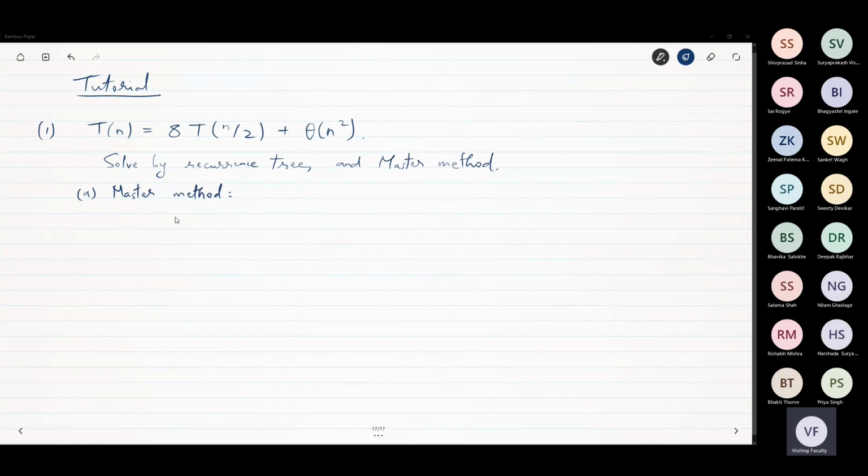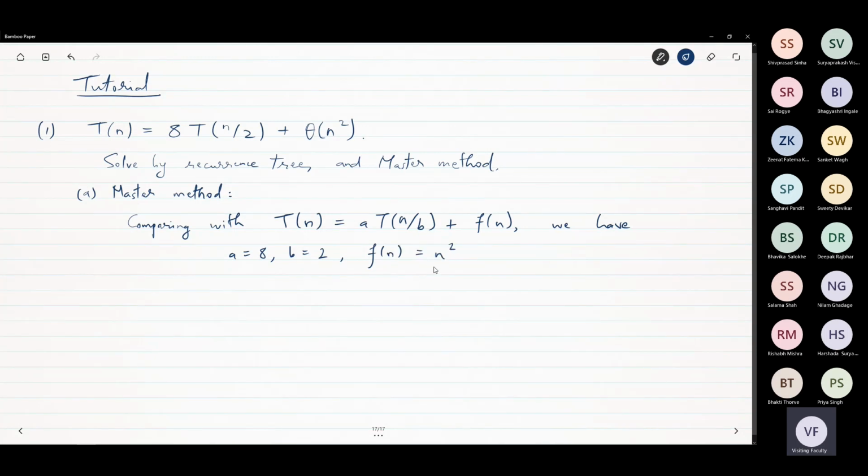Okay, anyways, comparing with the usual form that we have for the master theorem, T(n) = aT(n/b) + f(n), we have a = 8, b = 2, f(n) = n². We don't even have to take theta because it's a constant, so we can take c times n², or we can simply take n². That is also fine. We can think of this as theta f(n), not a problem.